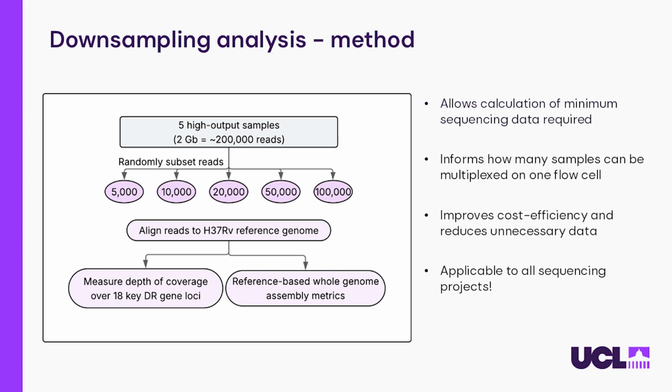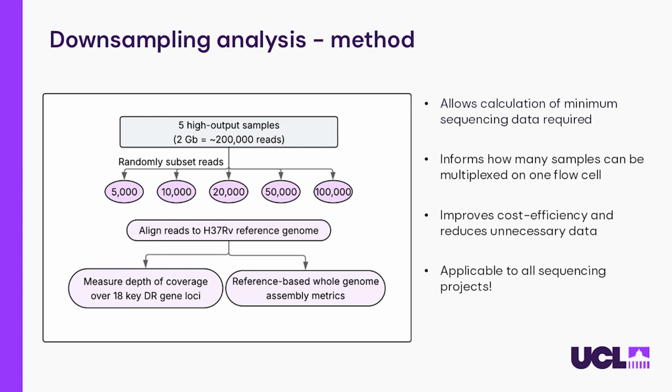So another analysis that we did, which I would recommend to anybody trying to do high throughput and scale up their sequencing, is downsampling analysis, where you really work out how much sequencing data you actually need. You saw that we had 200 times depth and 400, but is that enough, too much? What do we actually need?